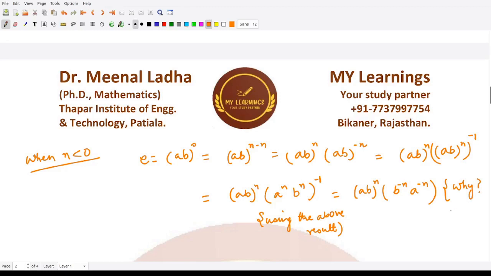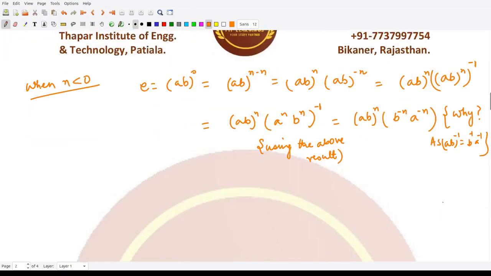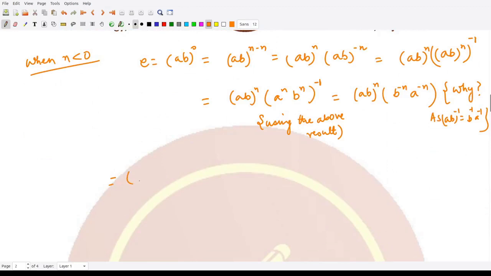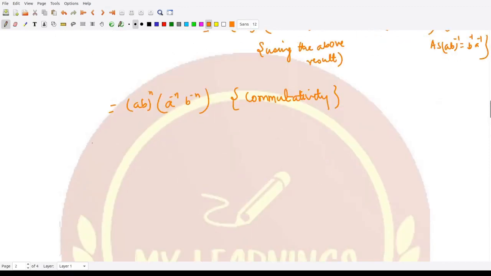Because we are using the sock shoe property, as ab inverse is equal to b inverse a inverse. So using this property here, we are writing it like this, so that it is further equal to ab raised to power n. Here also we can apply the commutative property to write it like this, using commutativity. So it further becomes equal to this thing, right?